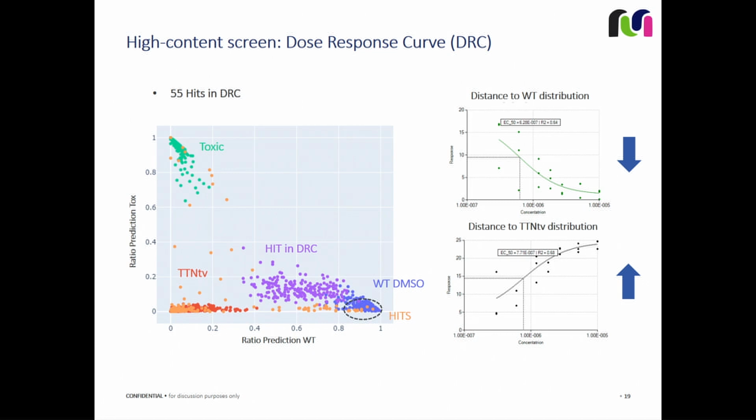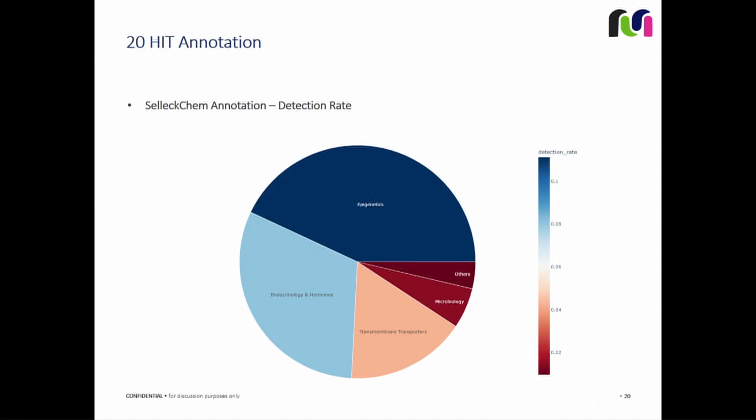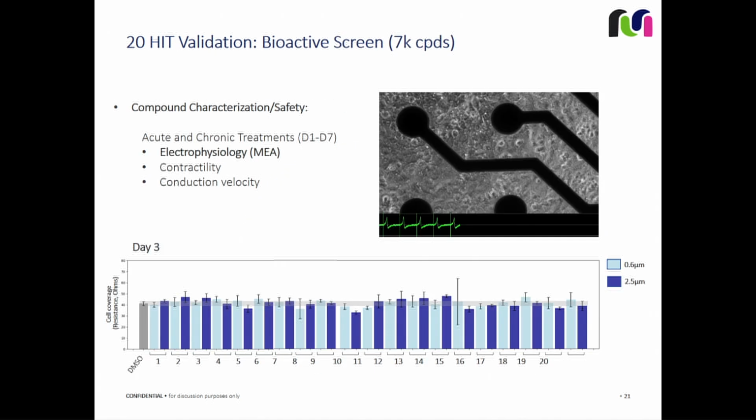We have identified 55 hits in this process, and after that we're doing a DRC, so we're looking at different concentrations, and at the end, for these 7,000 compounds that we have tested here, we have identified 20 hits. These 20 hits have very good pathways. We have identified pathways that are known to play a key role in the DCM rescue, like epigenetics and hormonal pathways.